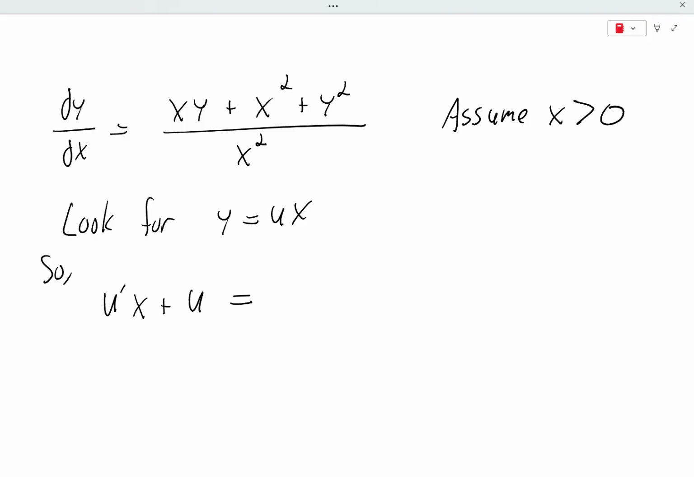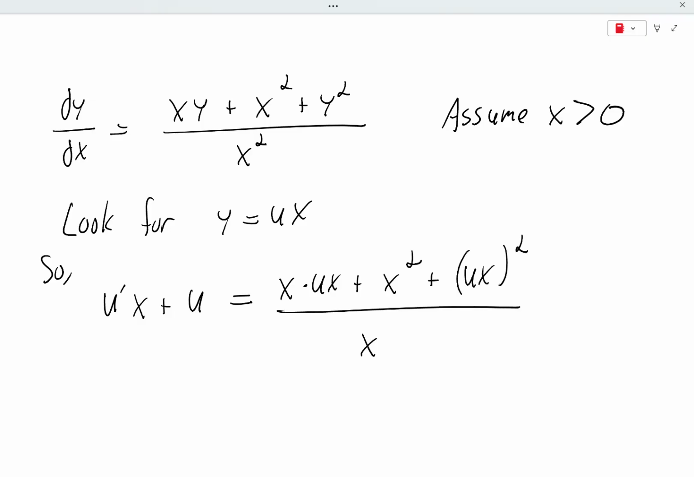Now over on the right side, you just sub in for the y there. So you get x times ux plus x squared plus ux quantity squared over x squared, like this. So that's the subbing in on the right side. Wherever I see the y, I'm putting the ux there instead.